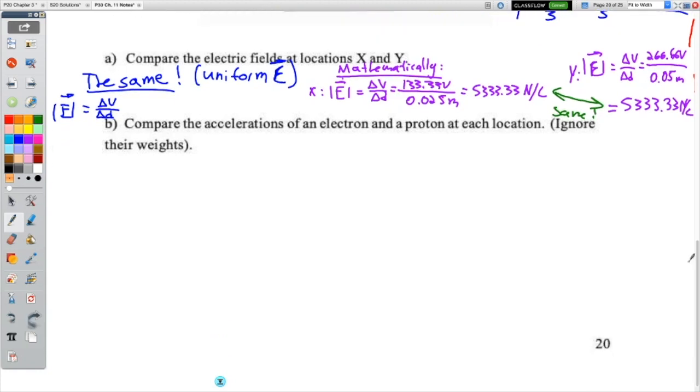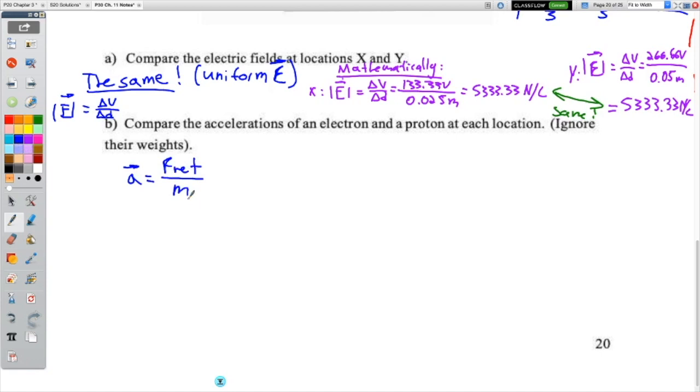Okay, compare the accelerations of an electron and a proton at each location if we ignore their weights. Okay, ignoring their weights means ignore the force of gravity that they feel. All right, so what's an acceleration? What is every acceleration? According to Newton's second law, acceleration is equal to the net force acting on an object divided by that object's mass.